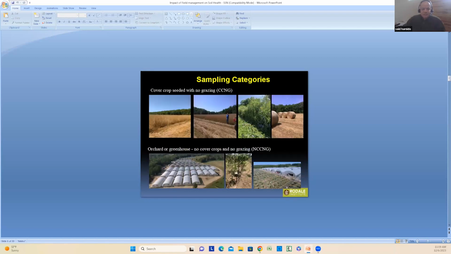The second category was cover crop without any grazing. We seeded cover crops for making bales to be able to support part of the operation for grazing, but not entirely. We seeded the cover crops 3 times a year: summer, spring, and fall. The third category is no cover crops, no grazing, which included greenhouses or orchard.